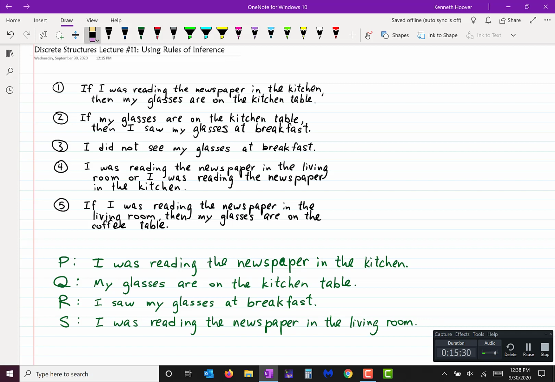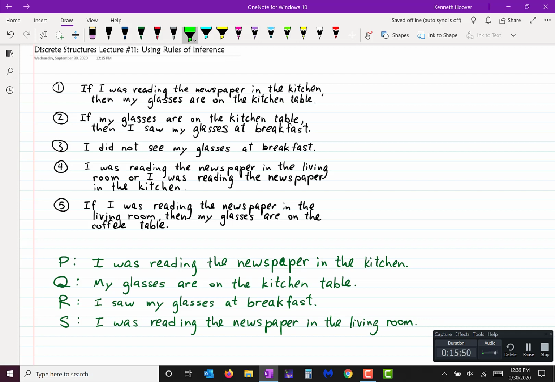Okay, what else do I need to write down? Right after that, in fact number 4, it says I was reading a newspaper in the kitchen. Well, I already have that written down. That's statement P. So let's move on to fact number 5. I was reading a newspaper in the living room. We already have that written down.